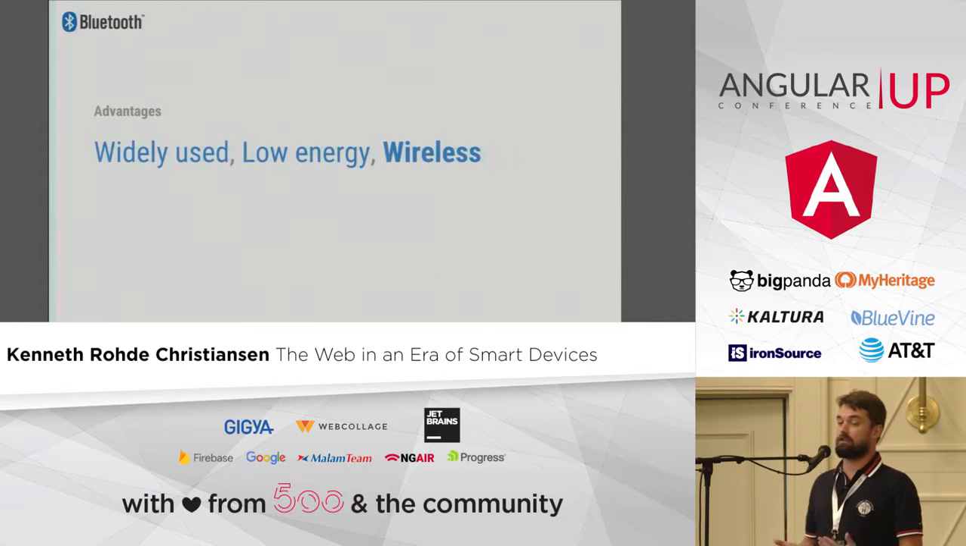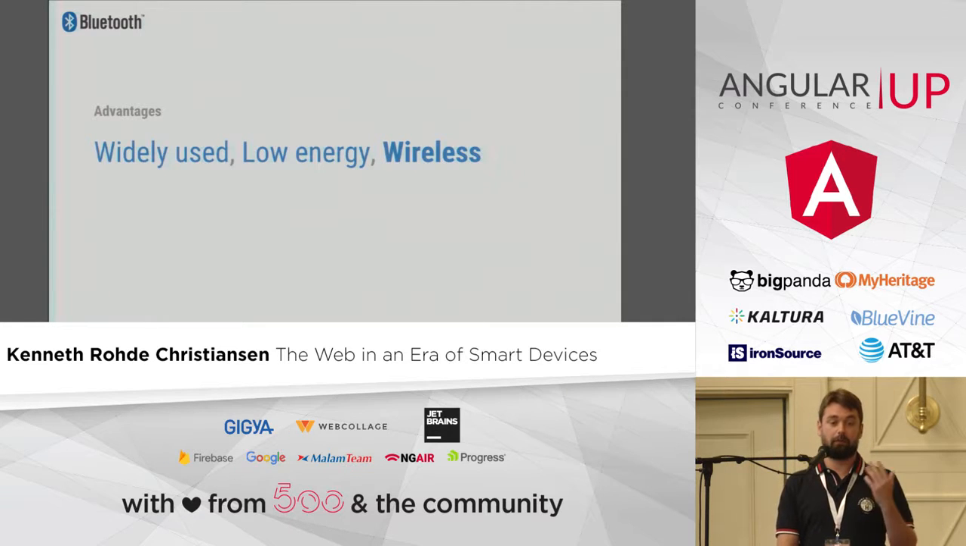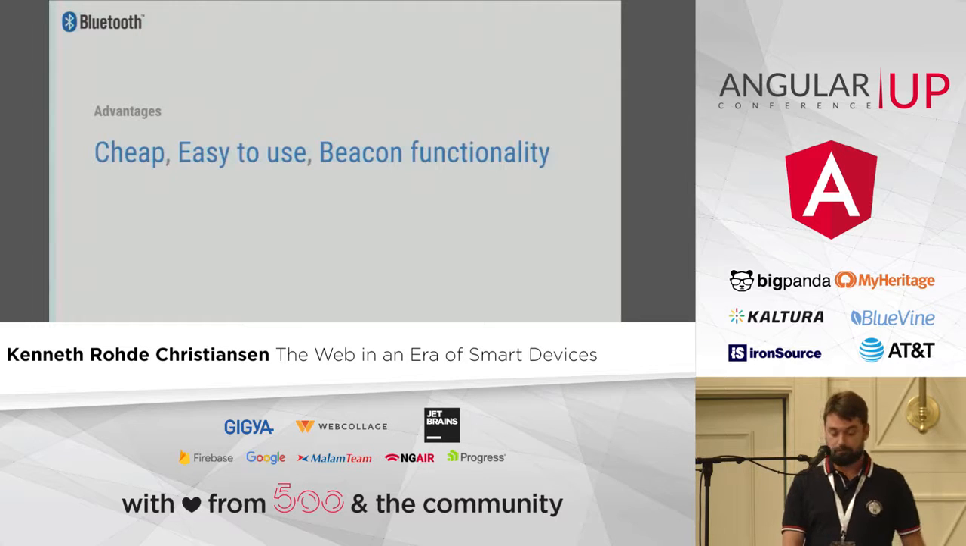So what are the advantages of Bluetooth? Bluetooth is widely used. It doesn't use a lot of energy, so if you have a device which is battery powered, it's really nice. And it's wireless. That is one of the major advantages of Bluetooth. It works without a wire. It's also relatively cheap, easy to use, and it has some beacon functionality built in. And I'll get back to that in a moment.